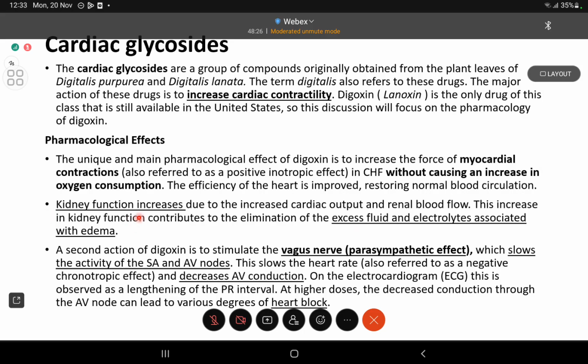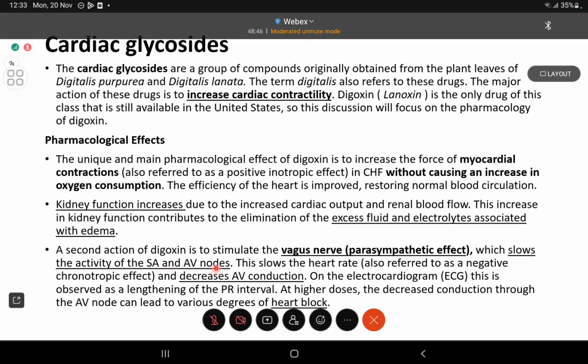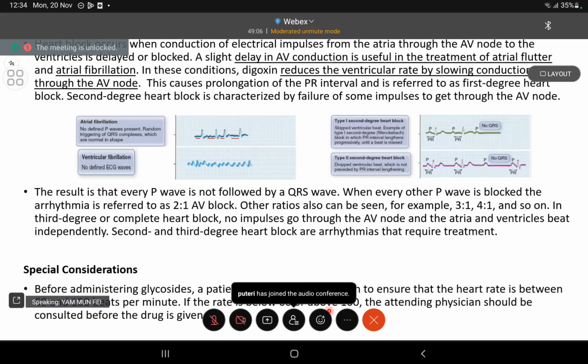Okay, quite clear. Another thing is digoxin may stimulate your vagus nerve, especially your parasympathetic effect. Once you stimulate the parasympathetic effect, you will slow the activity of the SA and AV nodes. Slow the activity, so you will decrease the AV conduction. This is suitable for heart block conditions. That means digoxin is not only used for heart failure, sometimes it may also be used for heart block conditions.